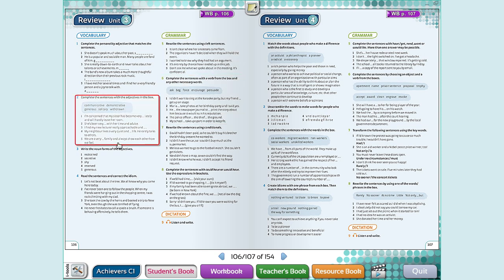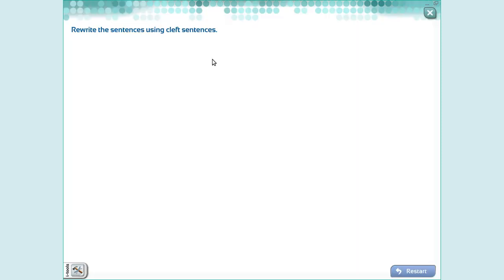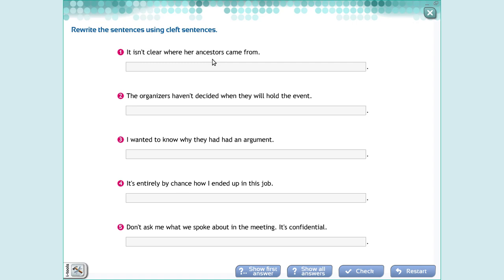Okay, now we are going to do exercise 5. Rewrite the sentences using cleft sentence. It isn't clear where her ancestors came from. So you need to write cleft sentences. You need to give emphasis. So you are going to use the pseudo where her ancestors came from isn't clear. So I give emphasis in my sentence. I give the emphasis. I use my verb to be in the second part.